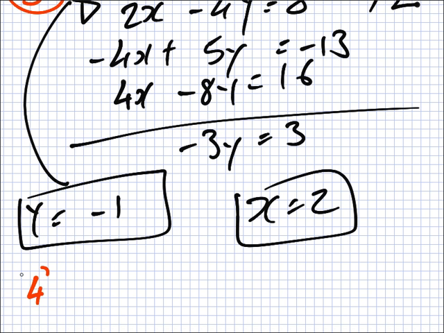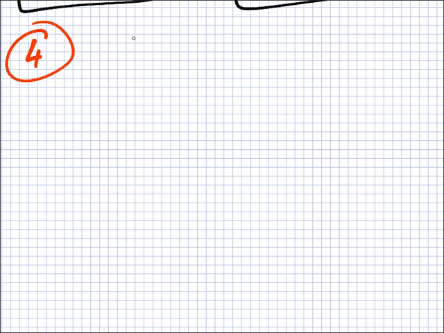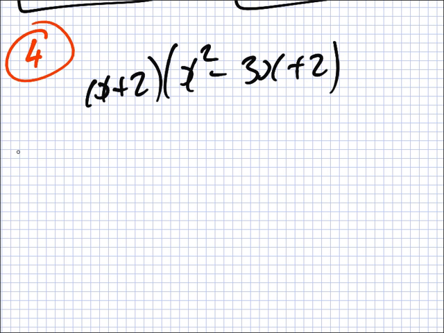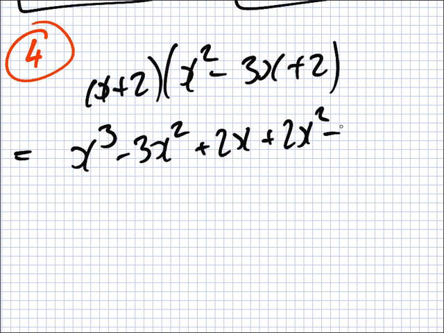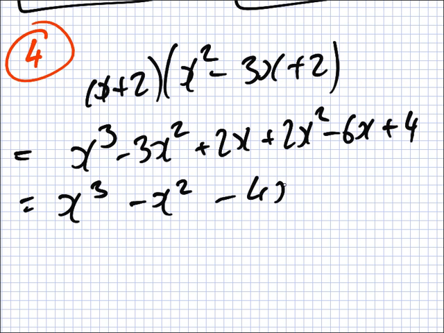4. Multiply x plus 2 by x squared minus 3x plus 2. So that's equal to x cubed minus 3x squared plus 2x plus 2x squared minus 6x plus 4. Isn't that right? So what's that? x cubed minus x squared minus 4x plus 4. If you think you got that, give yourself the mark.